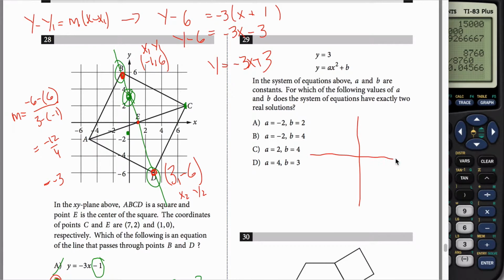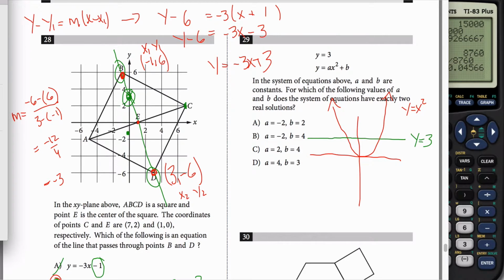If you think about what the a and the b represent here, it's function transformations. The b tells you, you start out with your standard parabola, y equals x squared. It looks something like this U-shaped graph. This is y equals x squared. And then y equals 3 is a horizontal line with a height of 3. So maybe I'll make that y equals 3.